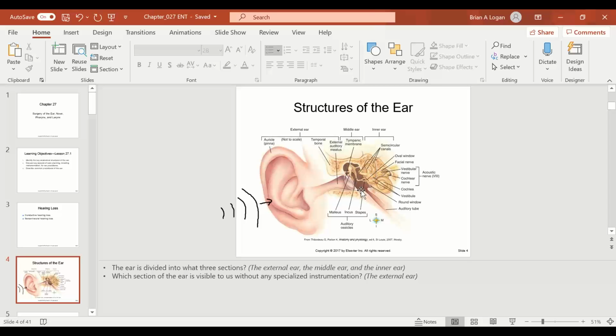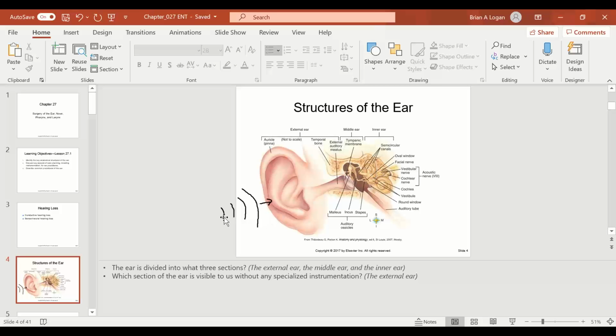The main structures you're going to find in the middle ear are your tympanic membrane or eardrum, and then the three ossicles. These are the three smallest bones in the human body, and they're always in this order: the malleus, the incus, and then the stapes. The way to remember this order is the mallet, the anvil, and the stirrup.